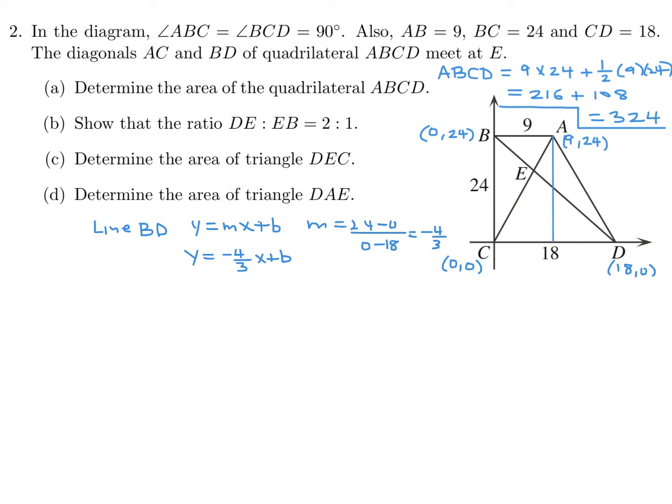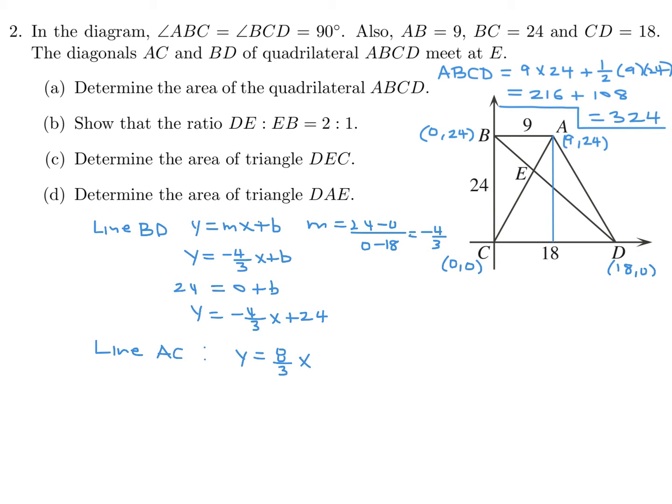0, 24. When I do, I get 24 is equal to 0 plus b. B is therefore 24. So the equation is y is equal to minus 4 over 3x plus 24. The equation of line BD. Line AC, which is the other one, I'll let you do that since you're an expert. That is just y is equal to 8 over 3x. All right, I'm certain you know how to figure out the equation of a line by now.